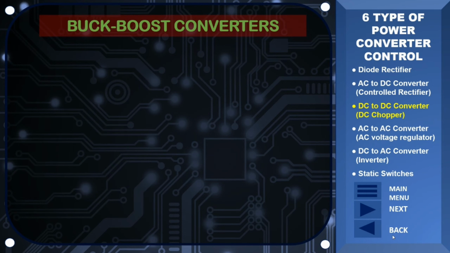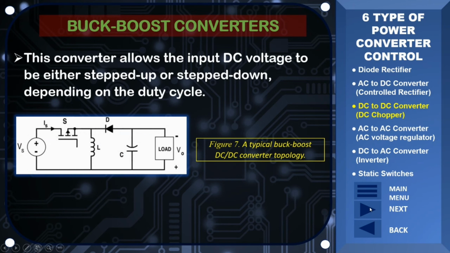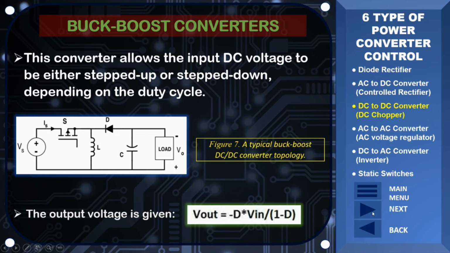Number 3. Buck boost converters. These converters allow the input DC voltage to be either stepped up or stepped down depending on the duty cycle. As Figure 7 shows, a typical buck boost DC to DC converter topology. This is a switch mode power supply with a similar circuit topology to the boost converter and buck converter. The output voltage is given by the equation: output voltage is equal to the product of negative duty cycle and input voltage over 1 minus duty cycle.